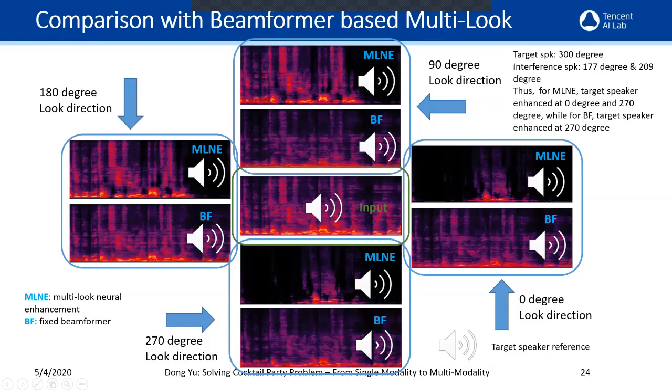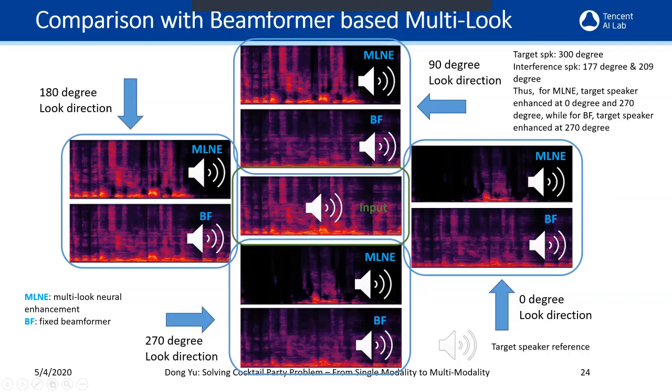Now let's add the 4 directions. At 0 degree direction, here is the beamformer output. Basically, it's just a mixture of 3 speakers. And here is the neural enhancement result. It focuses on enhancing the keyword because it's closer to this direction.